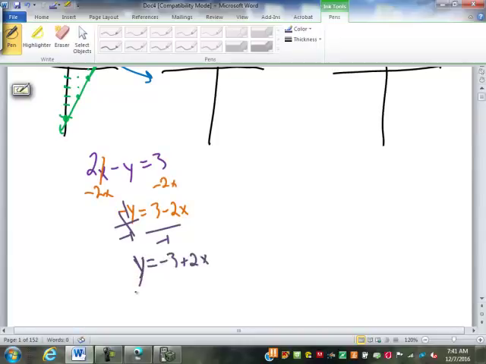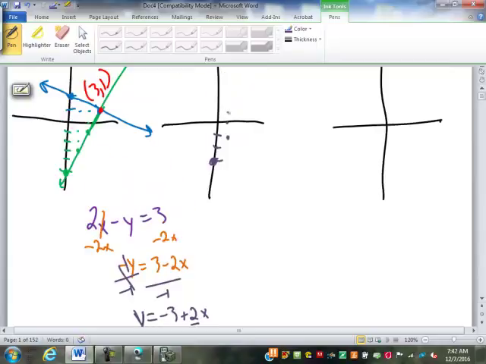Where is that one going to start? -3. And from there it goes, yeah, I think that is 2 over 1, so up 2 over 1. Up 2 over 1. And so on.